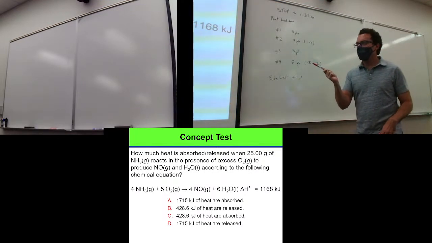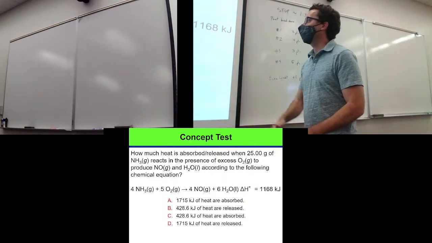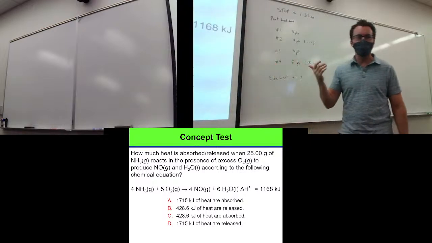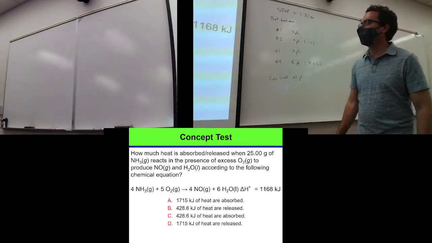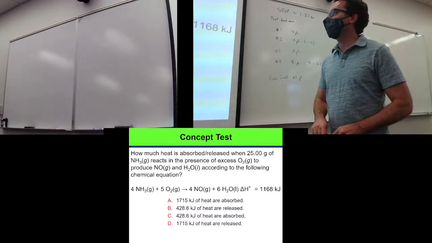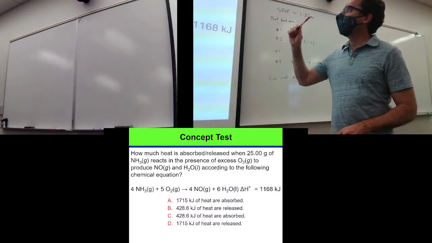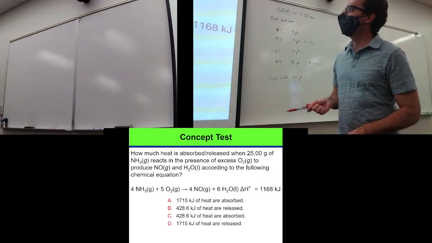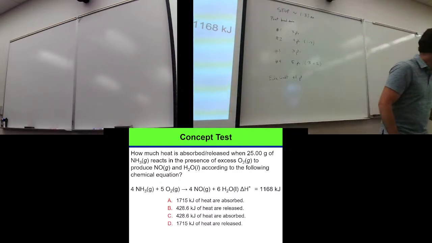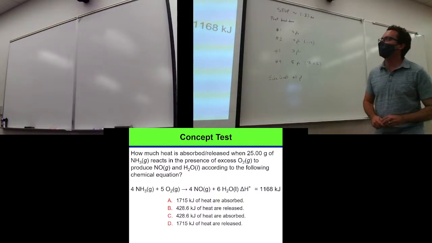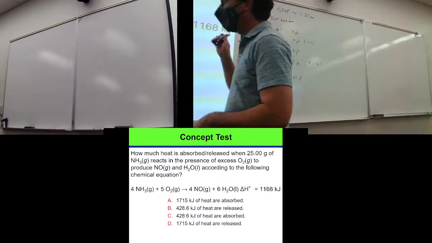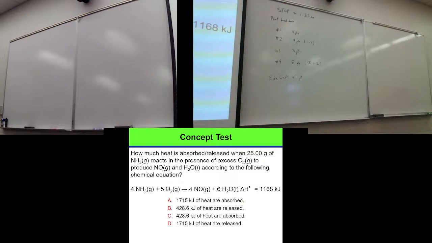This is a little bit related to what we did in lab today. This is a very typical combination of stoichiometry and energy, heat, enthalpy transfer. So how much heat is absorbed when 25 grams of ammonia reacts in the presence of excess oxygen to produce NO and H2O according to the chemical equation? I think some of you saw the answer, so I'm just going to work on it.